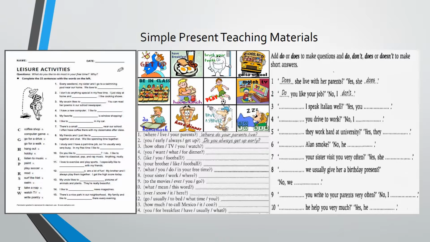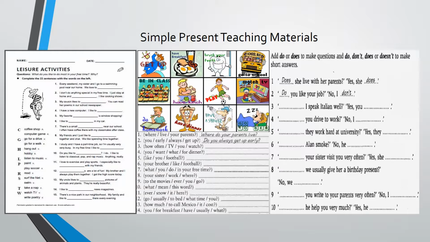For example, in this worksheet that you can see on the left side, the students have to complete 15 sentences with the words on the left. These are easy words for kids between 8 to 12 years old. You can see examples like coffee shop, computer game, go for a drive, go for a walk. If you take a look at the first exercise, it says, every weekend my sister and I go to a swimming pool near our home. We love to. This exercise usually shows the simple present, and this can be adapted to enhance the vocabulary.